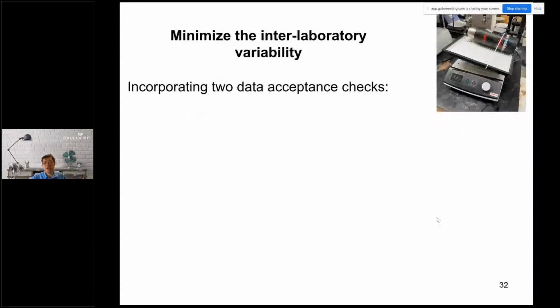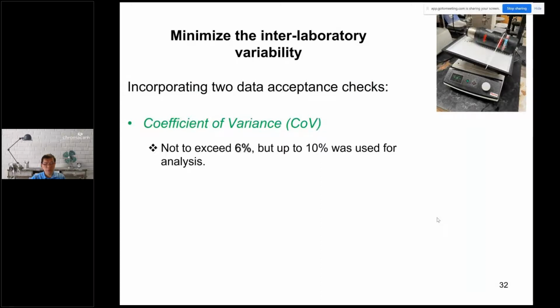Now, to minimize the inter-laboratory variability, we incorporate 2 data acceptance checks. The first one is coefficient of variance, like I mentioned earlier. During the first and second round robin tests, we used 10% as the threshold, but we would recommend 6%. That will help reduce the variability.